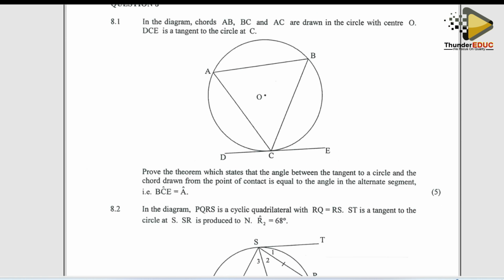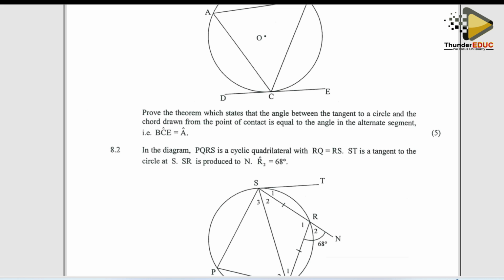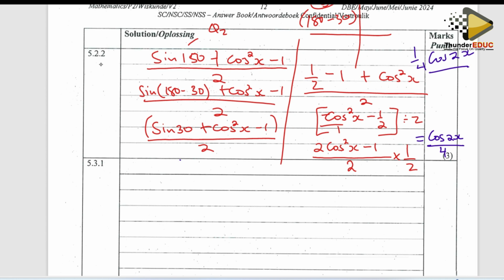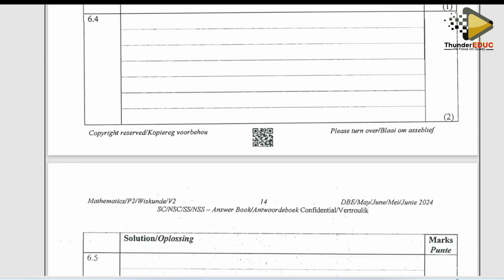Question number 8. In the diagram, chords AB, BC, and AC are drawn to the circle. This is a tangent, BC is a tangent. Can we prove the tan-chord theorem? So I'll use this side. That is question number 8.